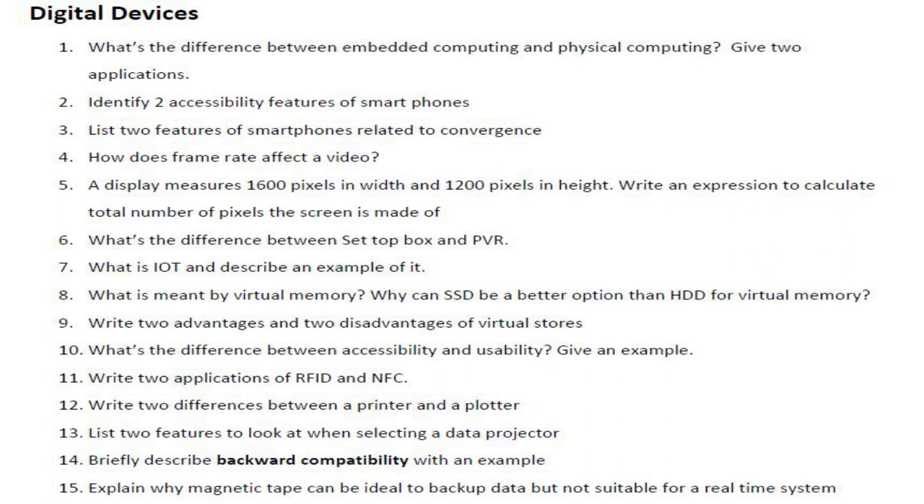What's the difference between accessibility and usability? Give an example. Well, accessibility is allowing everybody to access the computer system. For example, if it is a website, well, accessibility mainly looks at disabled people, but if you say accessible, that means I am able to use it, right?